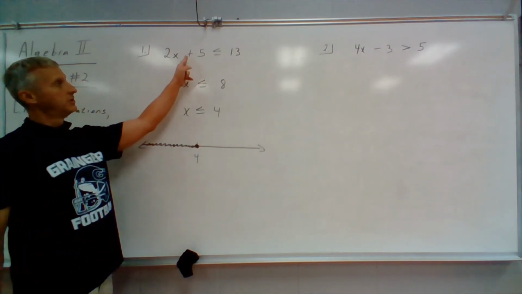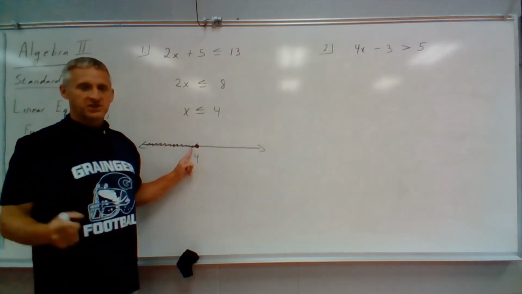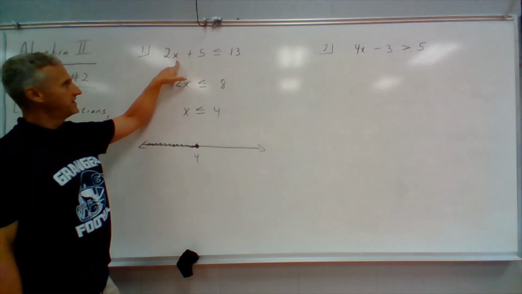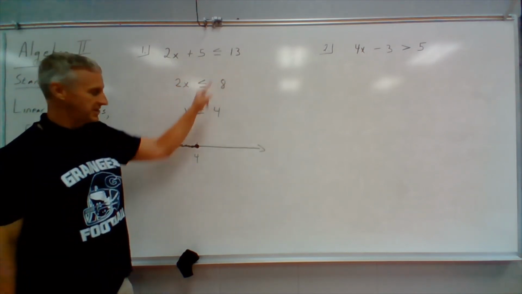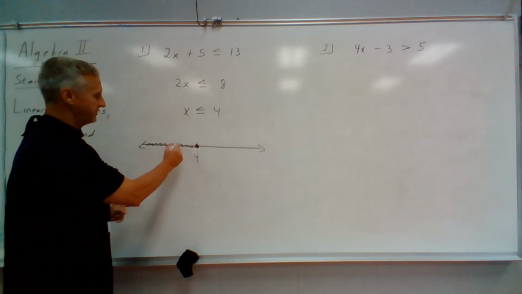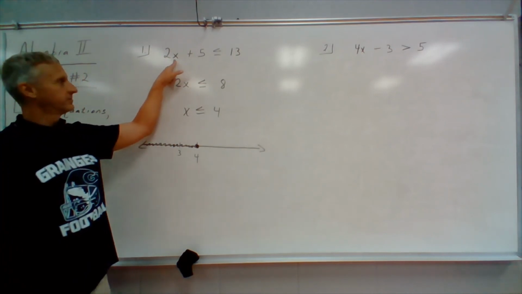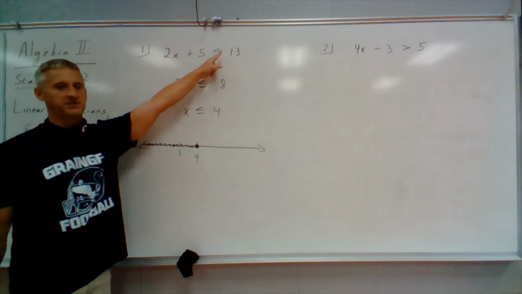Let's check 4 itself. If I put 4 in here, 2 times 4 is 8. 8 plus 5 is equal to 13. So that's true, so I'm colored in. Let's try, say, a 3. If I put a 3 in, 2 times 3 is 6. 6 plus 5 is 11. 11 really is less than 13. So that's true.